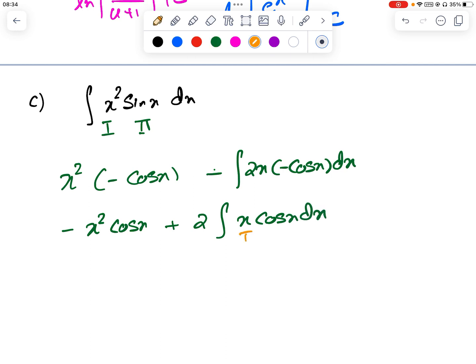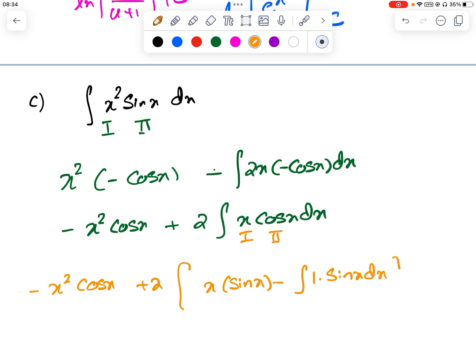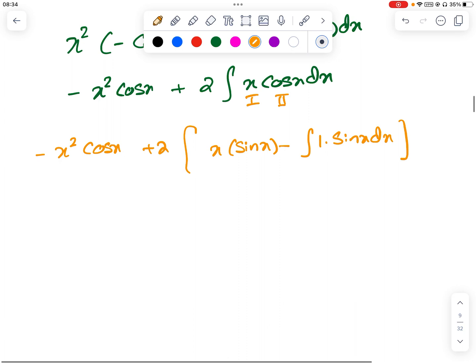So again this is first function and second function. So negative x square cos x plus 2 times first function, integral of second function is sine x, minus integral of derivative of first function is 1, integral of second function is sine x dx. So what does that become now?